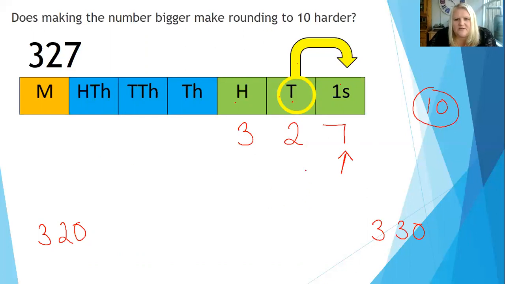7 rounds up, well done. So 327, we look at this one here, would round up to 330. So this would be the answer. And finding the two possibilities is one really good way of helping you make sure you know what you're looking at and to make sure you've got the numbers that you need. So let's try again with another one.